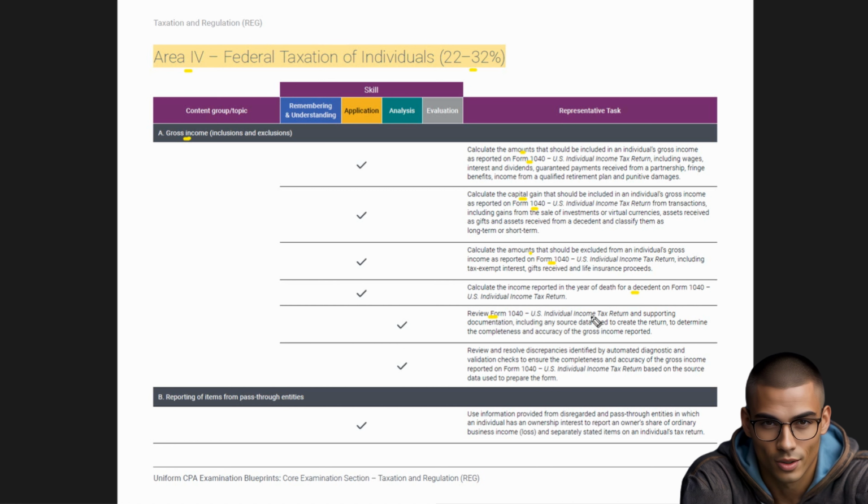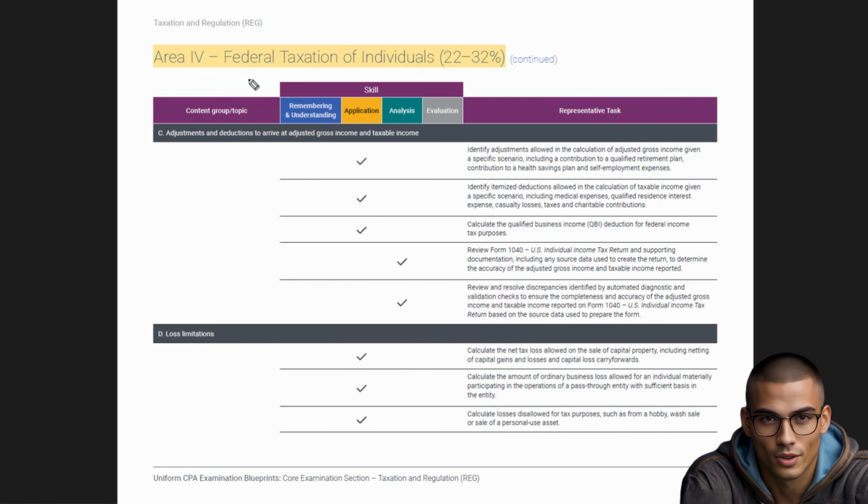You'll need to be able to review Form 1040 of the U.S. individual income tax return, and you'll need to be able to review and resolve discrepancies identified by automated diagnostic and validation checks to ensure the completeness and accuracy of gross income reported on a Form 1040. Next, we have reporting of items from pass-through entities, where you'll need to use information provided from pass-through entities in which an individual has ownership interest to report an owner's share of ordinary business income or loss and separately stated items on an individual's tax return.